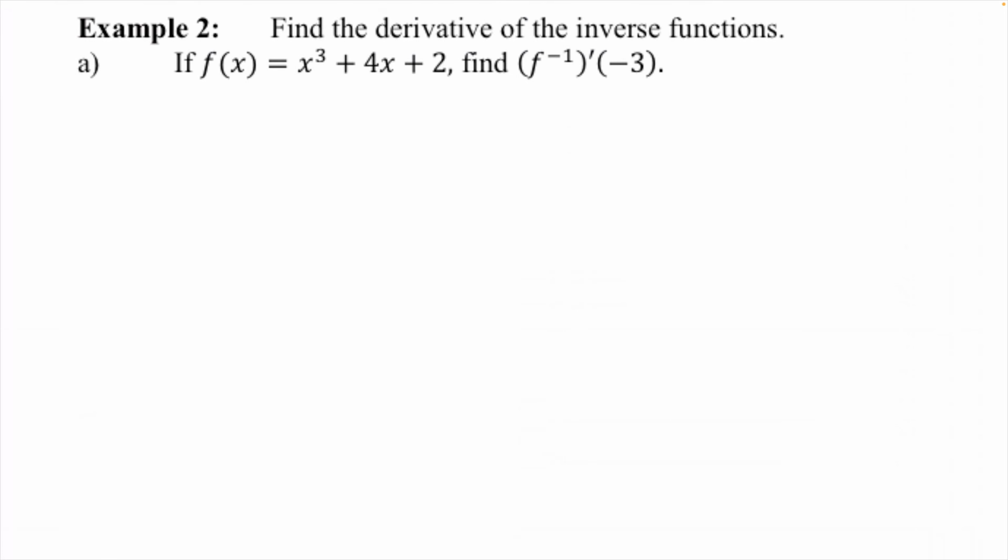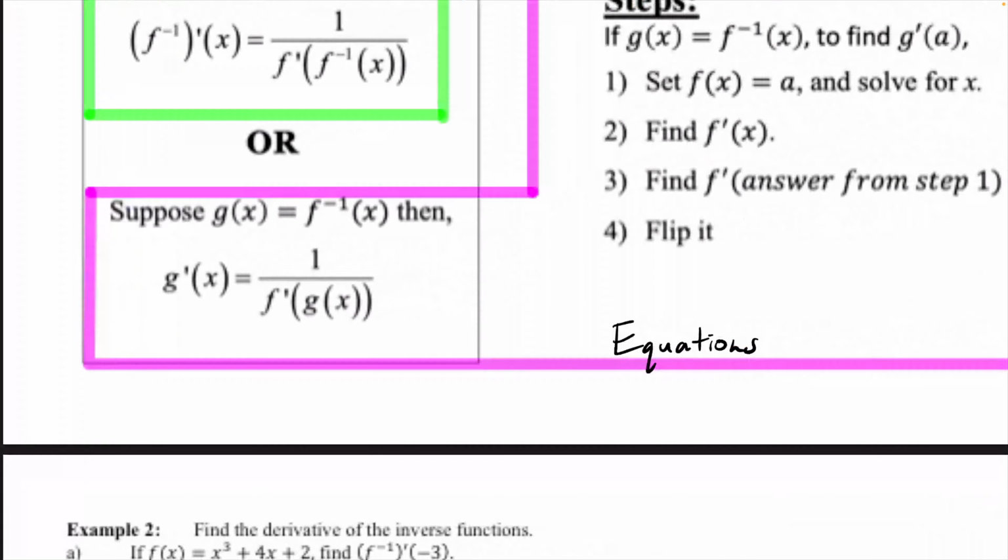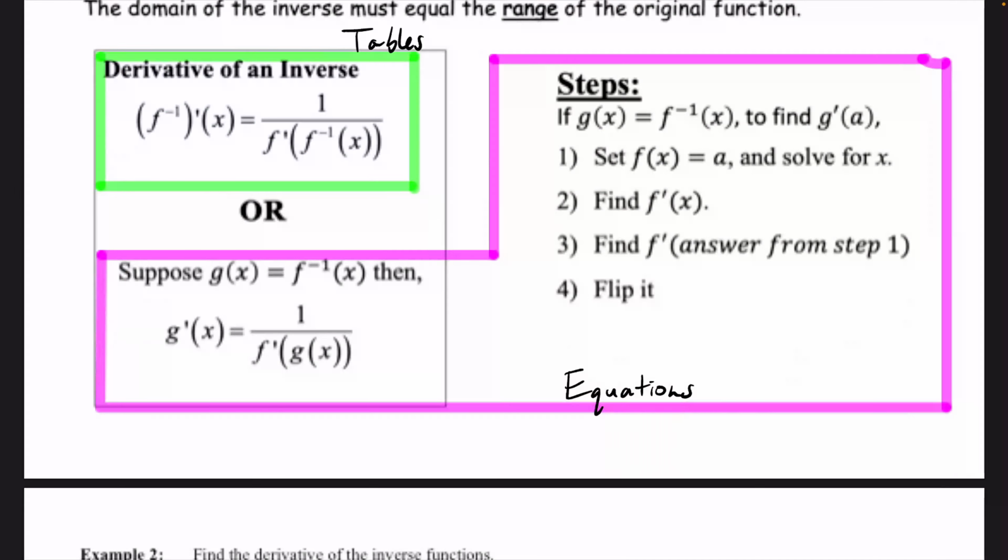So this one has an equation, right? We know what f of x is: x cubed plus 4x plus 2. They told us. So we're going to use the steps. Now the steps, the letters are interchangeable, right? It says g of x equals blah, blah, blah; they use g, they're interchangeable. So it just depends on what letters they're using, okay?